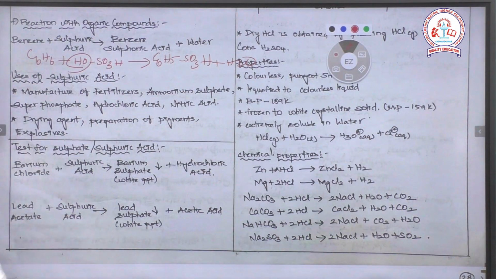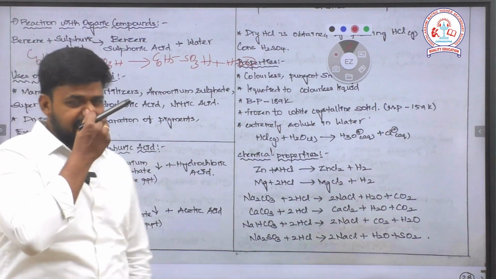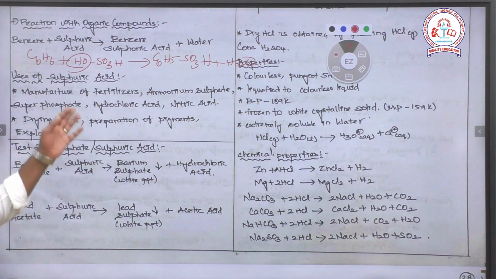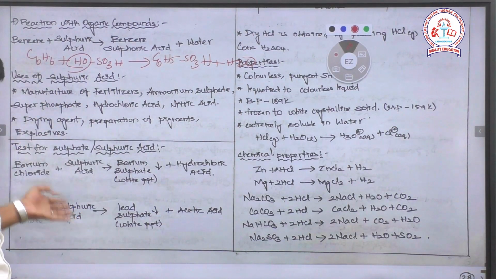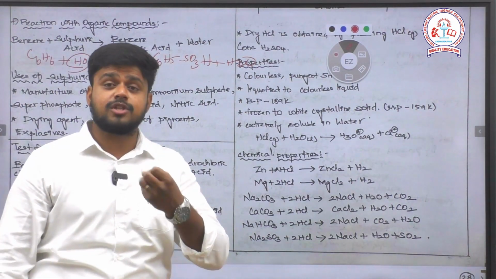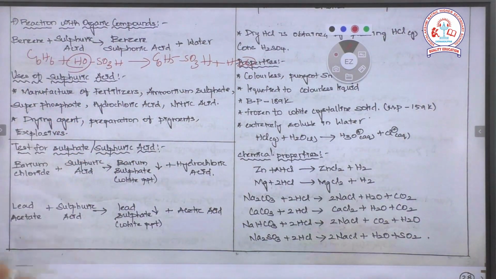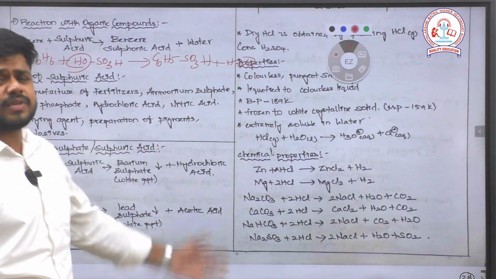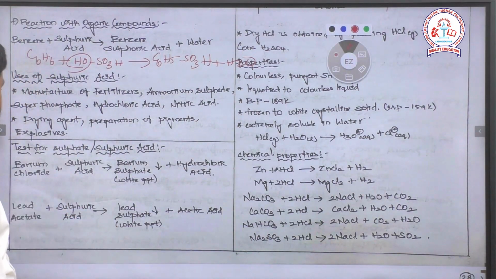Then to show its uses. It is used in the manufacture of the various fertilizers because it is sulfur rich. So fertilizers, and used in the preparation of ammonium sulfate, superphosphate, then hydrochloric acid, nitric acid. Since it has an affinity towards the water molecule, it acts as a drying agent, followed by its use in the preparation of various pigments. So these are all its uses, and various explosives can be prepared using sulfuric acid.